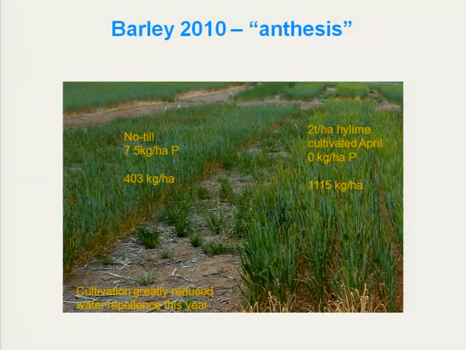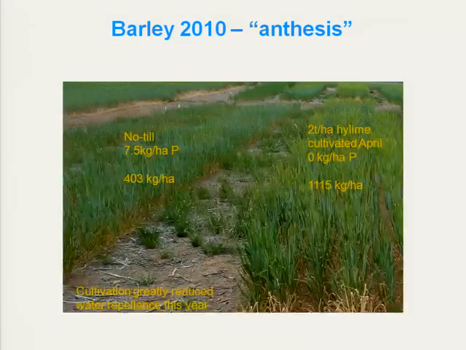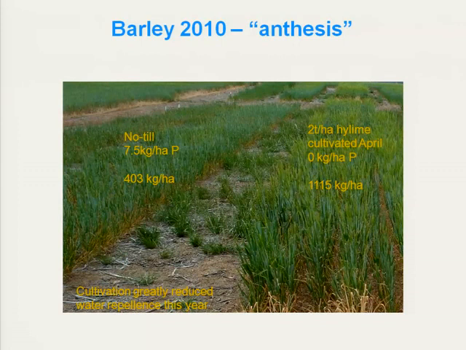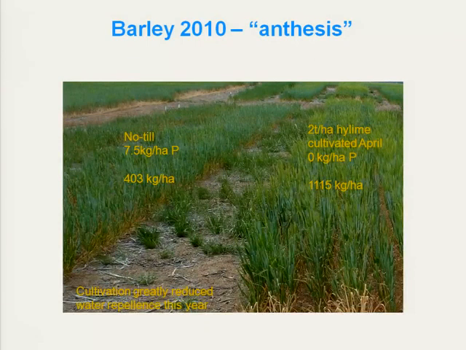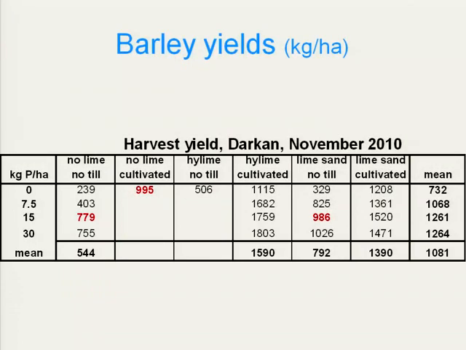This is one out at Earing, and just two plots that serendipitously Dougie Sawkins got excited about. That's an advisor at Narrage, and the no-till and 7.5 of pea down the spout versus 2 tonnes of high lime and 0 pea and a bit of cultivation. We're looking at a final yield of 403 versus a final yield of 1115. I love the accuracy of that. 1.1 tonnes versus 0.4 of a tonne. And if you like, those are the yields.